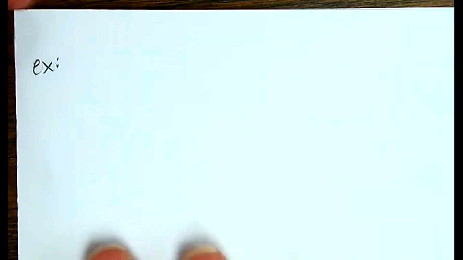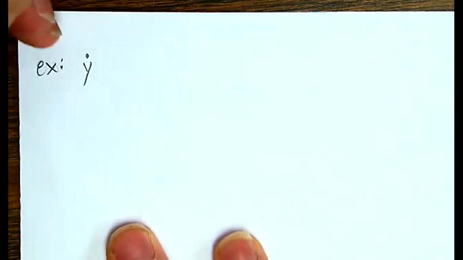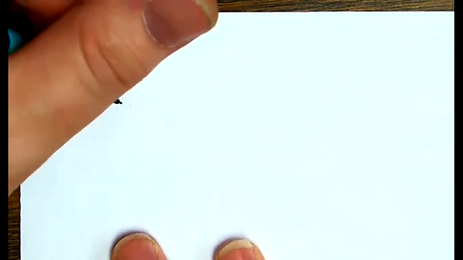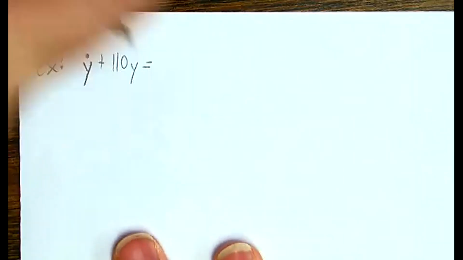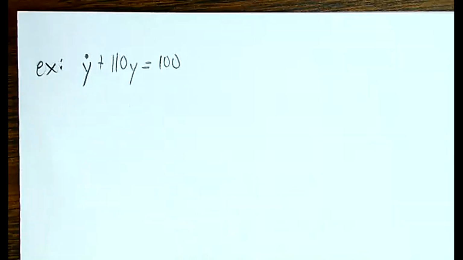So let's say we have the differential equation y dot plus 110y is equal to 100. And x0 is 0, y0 is 2.